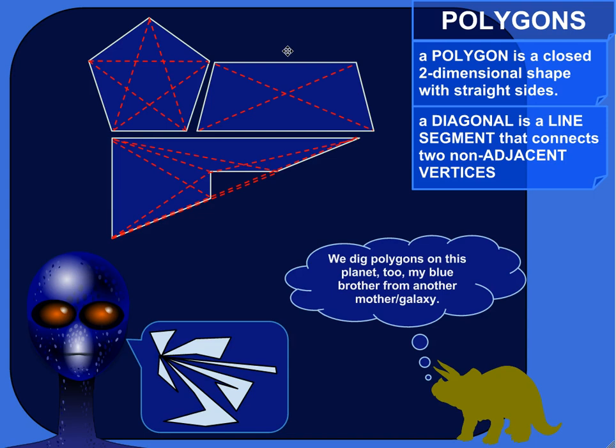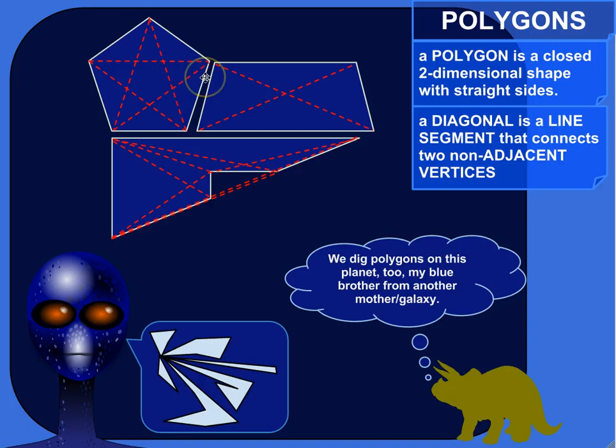A diagonal is a line segment that connects two non-adjacent vertices in the polygon. So vertices are the points where the sides of the polygon meet. So there's a vertex, there's a vertex, there's a vertex, there's a vertex, there's a vertex, there's a vertex. Wherever two line segments meet, that is a vertex.